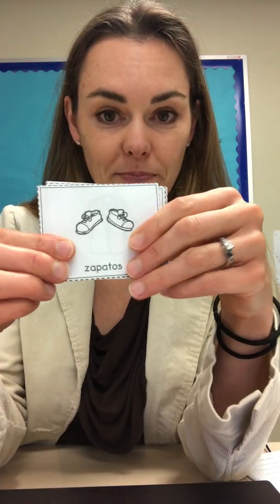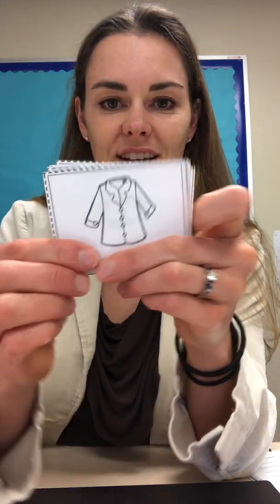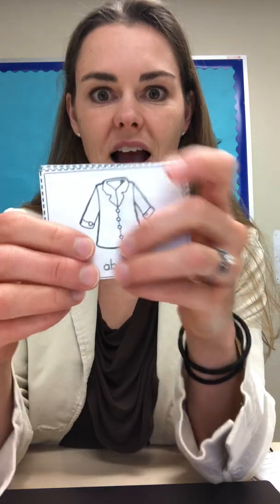ropa. If you are wearing, well, let's play our game next week, okay? We'll do the stand up what you're wearing game. So right now, we're just gonna do it fast. Zapatos. Chaqueta. Oh, this is abrigo, sorry. Abrigo, this is a coat.